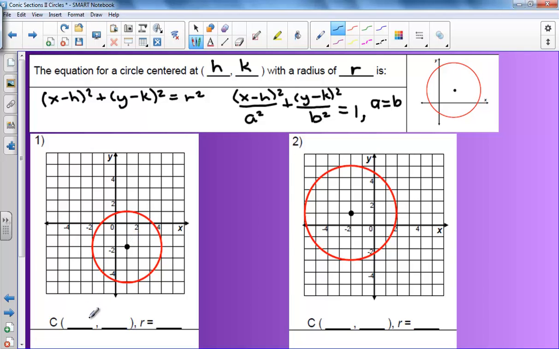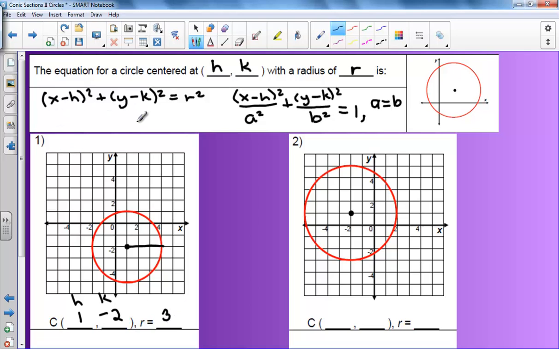So we'll start out right here. We're going to just find the center, find the radius from the graph, and write an equation. And for this I'm going to just be writing the equation in its standard form, equal to r squared. So the center would be at (1, negative 2). So this is h, this is k. And I find the radius by just counting units here. It is 3 units from the center to the outside of the circle. So that is my r.